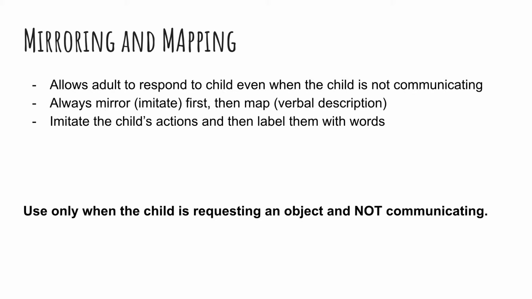It is important to know when to use mapping and mirroring. Use these strategies during play when the child is not communicating. Also remember that mirroring comes first, followed by mapping. First, imitate the child's action, and then add the words. Lastly, avoid imitating inappropriate behaviors such as hitting or throwing objects. Incorporating these two skills creates a learning-rich environment and leads to meaningful conversations.